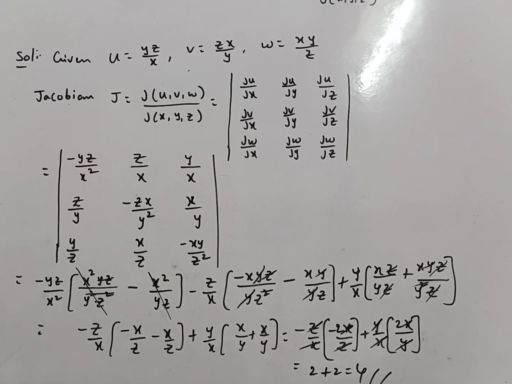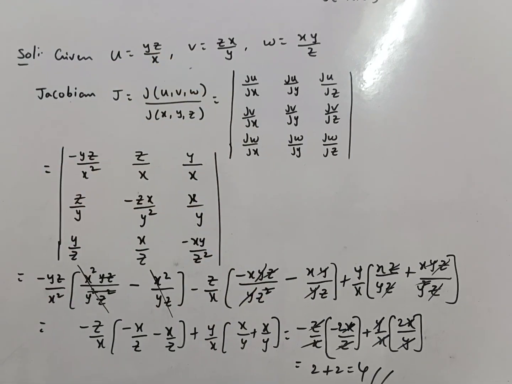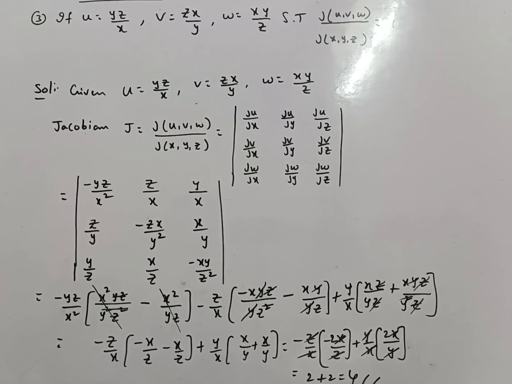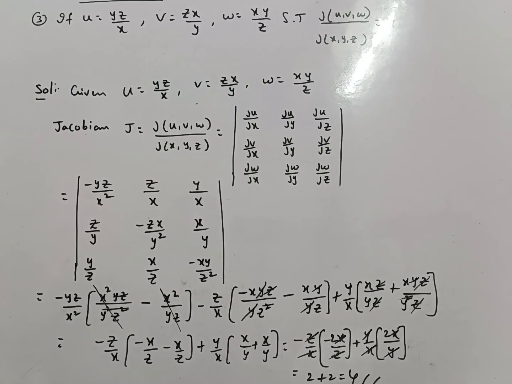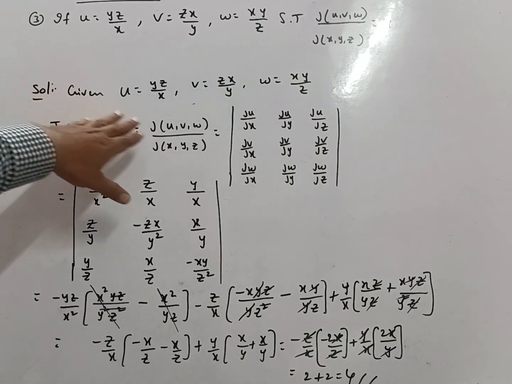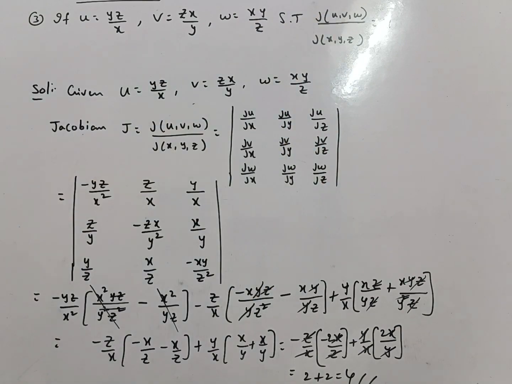Very, very important problem. So this problem is expected this time. So u is equal to yz by x, v is equal to zx by y, and w is equal to xy by z, and he gave here and is asking Jacobian of u, v, w is what? How much we have to prove? 4 we have to find, correct?